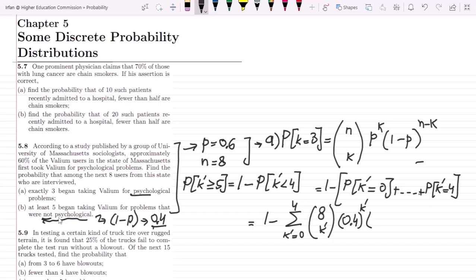Okay, you have to keep in your mind that the users without psychological problems are basically 0.4, while the psychological problem users are basically 0.6 probability. And here I have to write 8 minus k prime. Okay, so you have to find it out, and it will basically be the answer of 5.8 part B. So that is basically the solution of question 5.8.